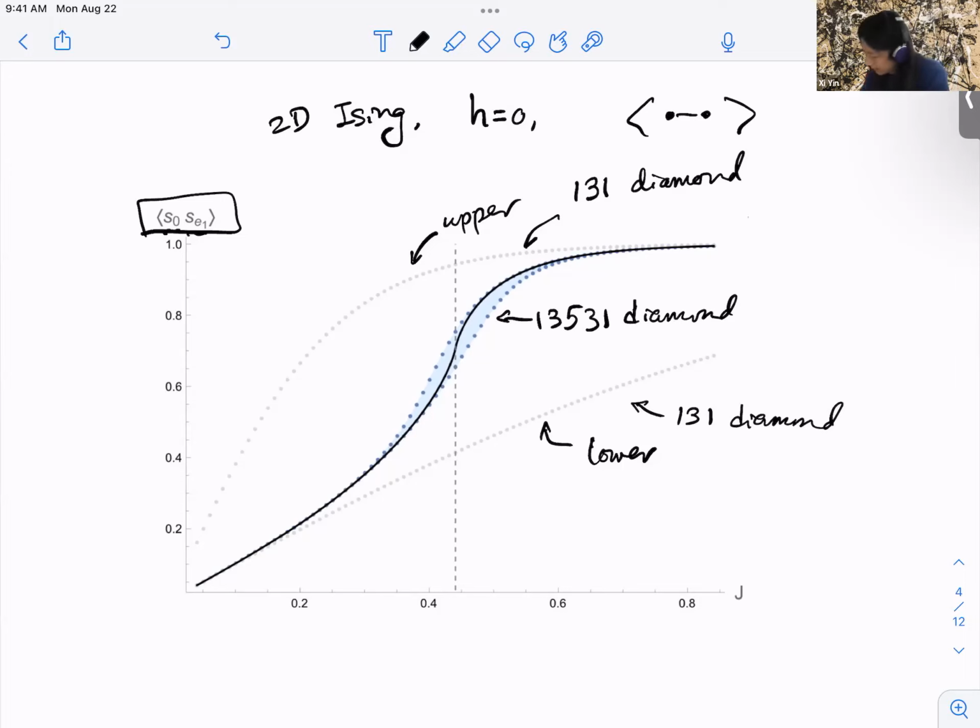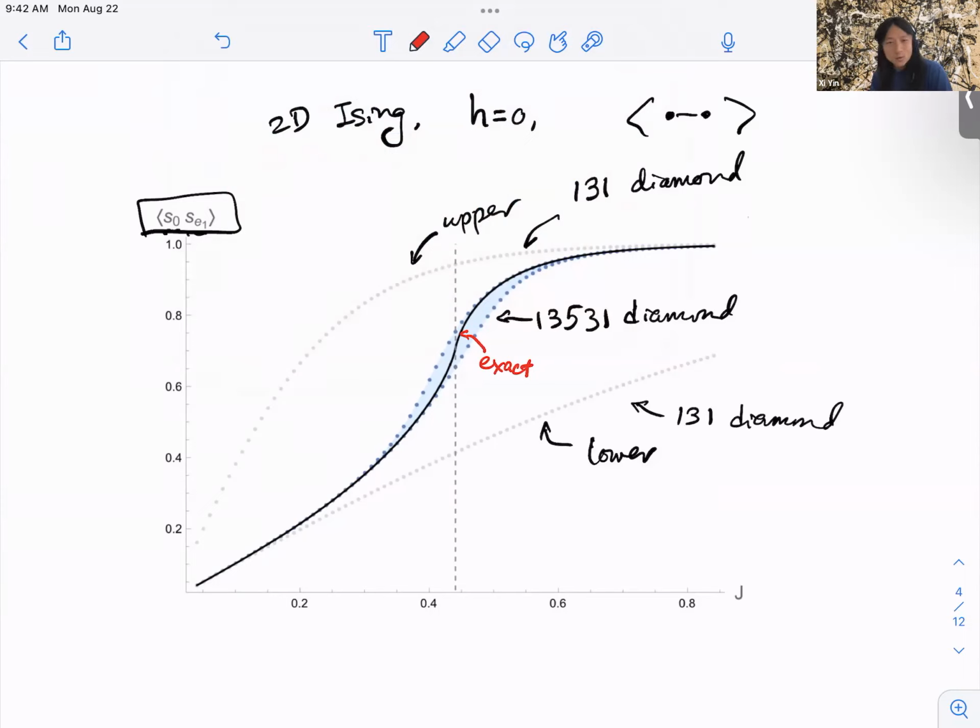And in comparison, the black one here, this is the exact result, because in this case the model is solvable, so we know the exact results. You can compare it, and then of course it's in agreement. And you can see here that while at the critical point the bound is not terribly strong, but still very non-trivial, it quickly tightens as you move away from it.